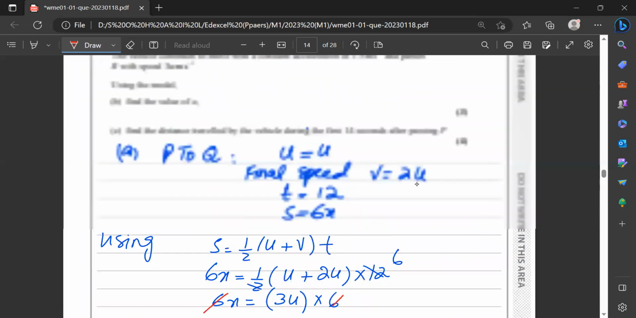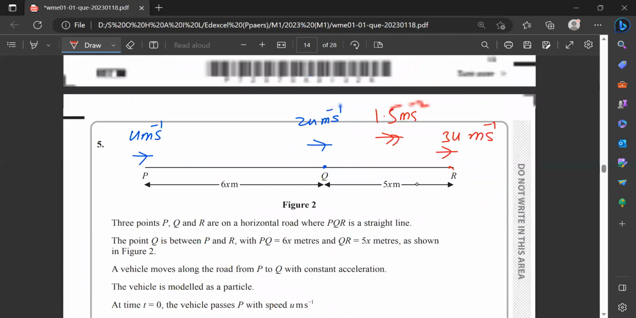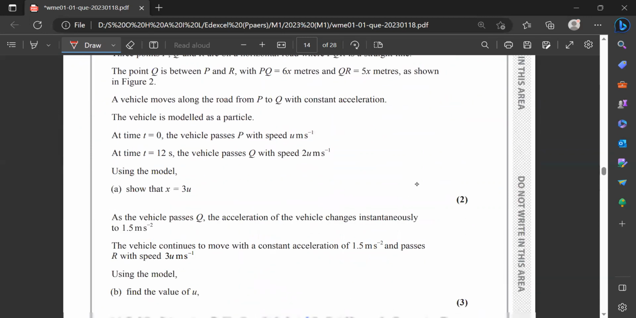Coming to C part, it says find the distance traveled during the 14 seconds. When the particle was here, the time was 12. So for the first 12 seconds, you can find the distance, and 2 more seconds in between Q and R.